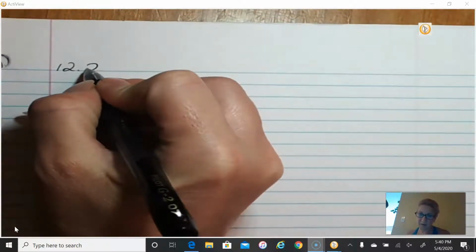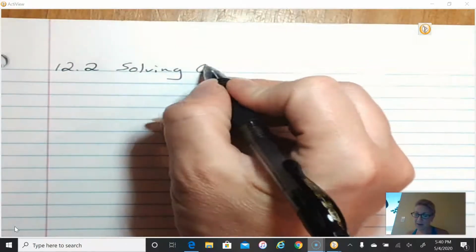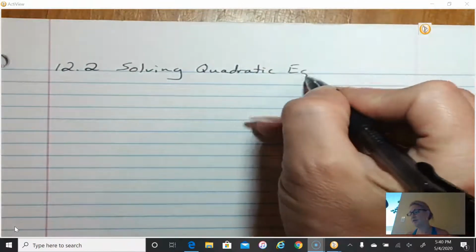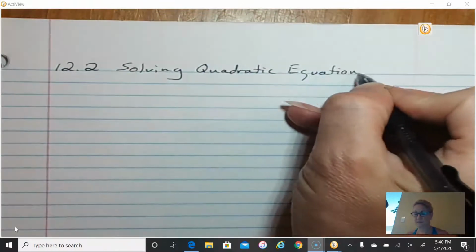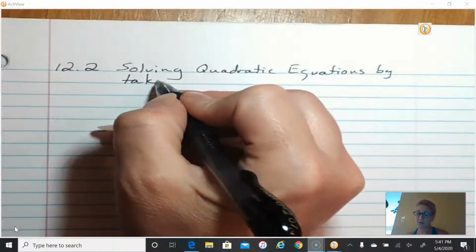This is 12.2. We're going to be solving quadratic equations by taking roots.